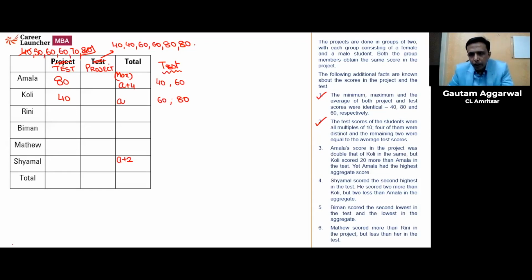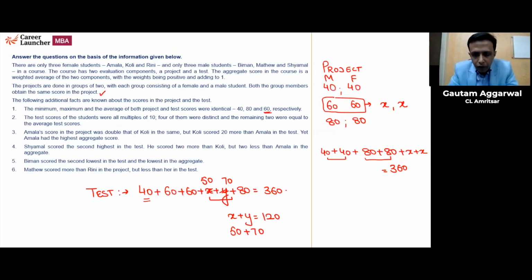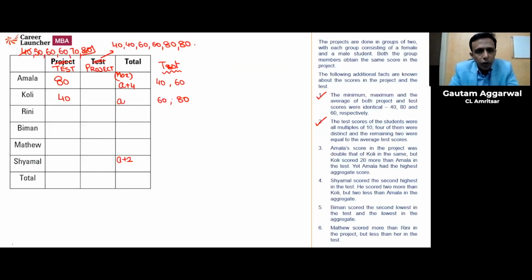Kamal's score in project was double that of Kohli. Fine. So project score was identical: 40, 60 and 80. So this was project. यहाँ से I am removing this case. So Amla score in project was double that of Kohli in the same. So यहाँ पे अगर 80 है, so this has to be 60. Let's remove all this.